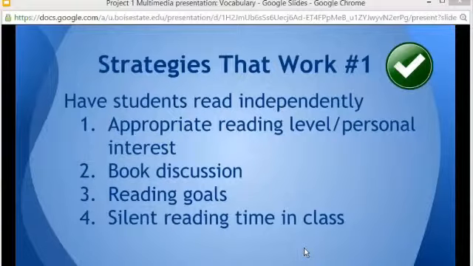Number 1, find a book at an appropriate reading level or one that sparks a personal interest. 2, have regular discussions about the book. 3, set weekly individual reading goals. Keep a record of the amount of time spent on reading and notes on what it was about. And 4, create a silent reading time in class. Follow this with a short writing summary, then have students read each other's writing.